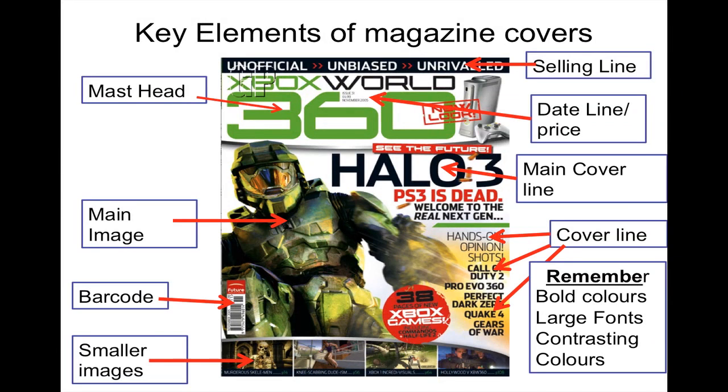Let's look at the key elements that we've got here. Again, these are the same as what we talked about before. We've got a selling line at the top, we've got date and price line, we've got our main cover line, other cover lines, one big main image, a barcode, and some smaller images across here. The other thing that we've got on there which is important is the publisher logo, which I forgot to mention earlier. We can also see within the key elements things like the types of fonts that they use, and we can talk about colours, etc.